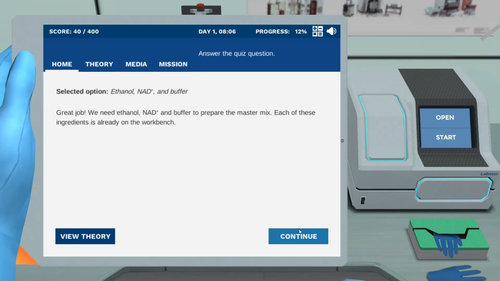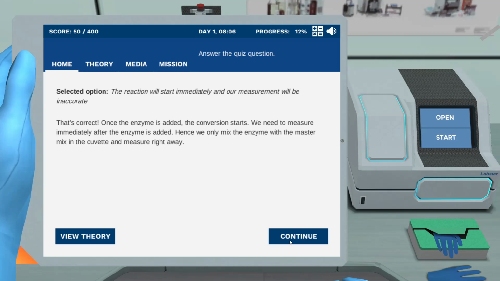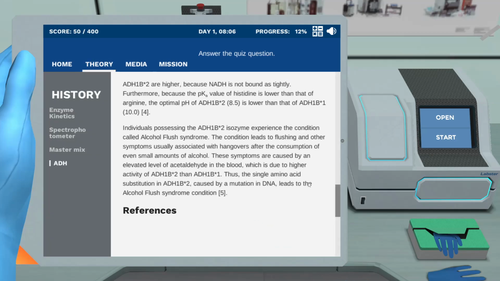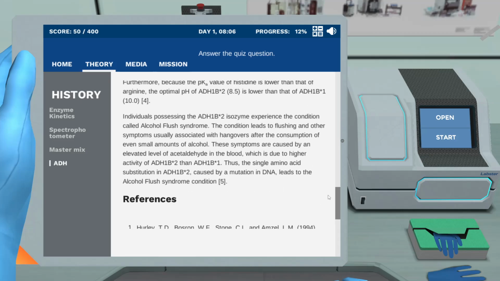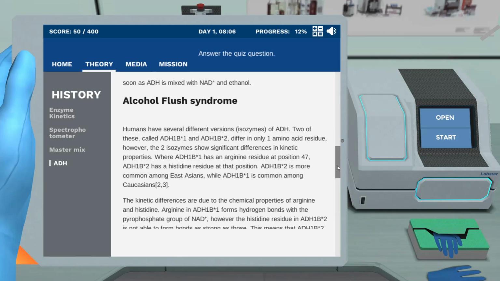Great job! We need ethanol, NAD+. Why don't we add the enzyme into the master mix? That's correct. Once the enzyme is added, the conversion starts. We need to measure immediately after the enzyme is added. Hence we only mix the enzyme with the master mix in the cuvette and measure right away.